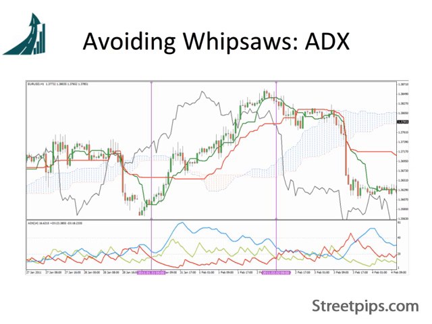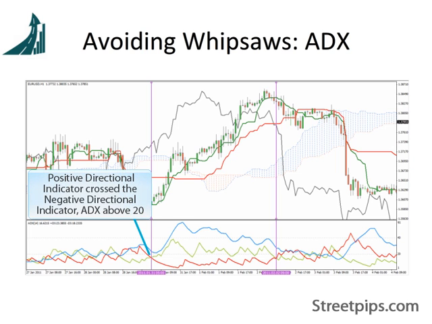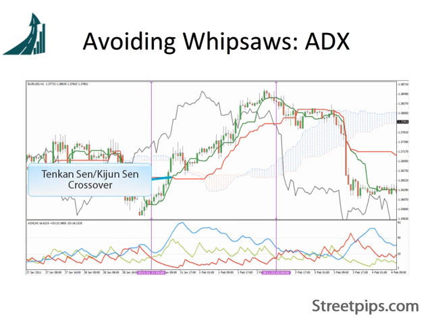Here, we show an example of overlaying the Ichimoku with other indicators. When the positive directional indicator crossed the negative directional indicator as shown, and the ADX is above 20, it serves as an early warning. The Tenkan-sen subsequently crossed above the Kijun-sen, further reinforcing this bull trend.